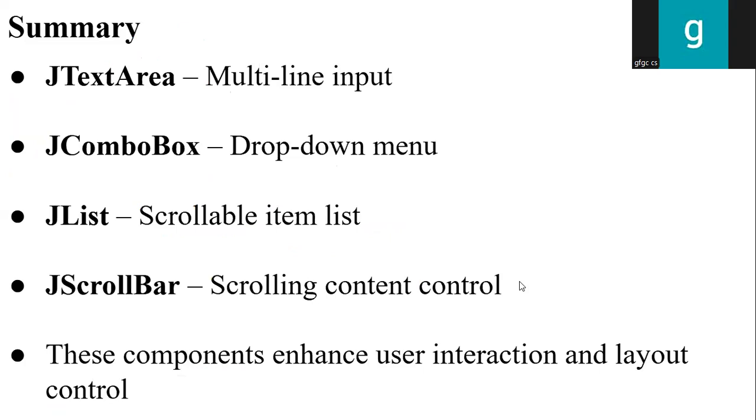Summary. In this particular session, we have seen the components called text area. Text area we use for multi-line input. JComboBox we use for a drop down menu. JList we use for a scrollable item list, multiple selection. Here JScrollBar we need for scrolling the content, horizontal or vertical control is there. These components enhance the user interaction and layout control.